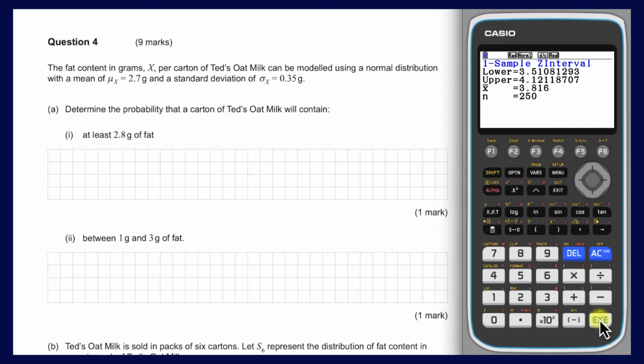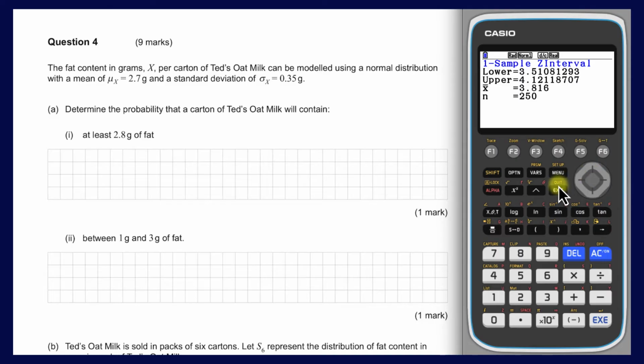Question 4 is about Ted's oat milk. Apparently the fat content of this oat milk is modeled with a normal distribution. First of all, we're going to do a normal distribution calculation of at least 2.8 grams of fat. In other words, probability that x is greater than 2.8. So I'm going to go to the statistics menu of my calculator. In fact, I'm still there.